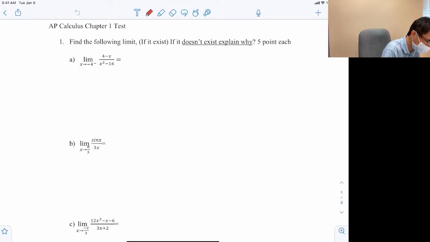Okay, so basically I'll factor, and I will always plug in -4 in there to see what happens. A lot of you guys don't tend to plug in -4, but if I plug in -4, I'm gonna get 4 minus -4, over -4 squared minus 16. And that's gonna give me 8/0.